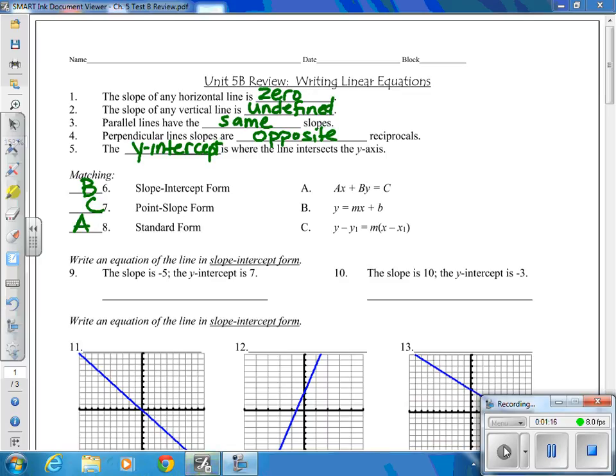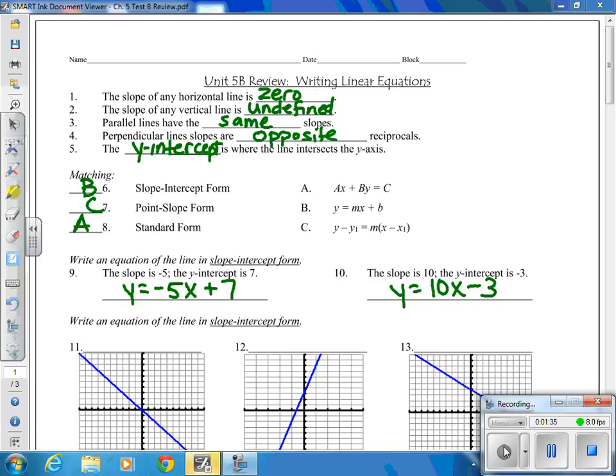For numbers 9 and 10, you are writing an equation in slope-intercept form. I've given you the slope and the y-intercept, so there is no math attached to this. You are writing the equations with the numbers stuck in the correct place. Number 9 will be y equals negative 5x plus 7. Number 10 will be y equals 10x minus 3.